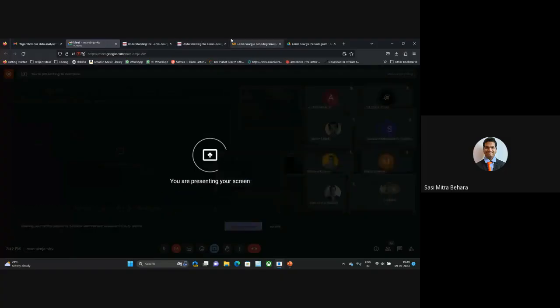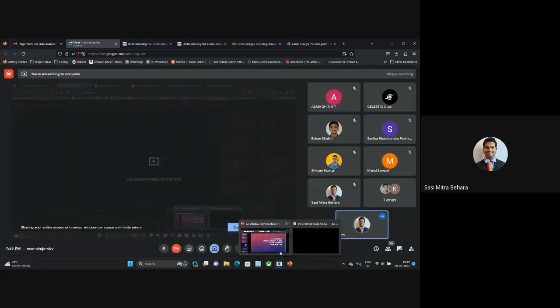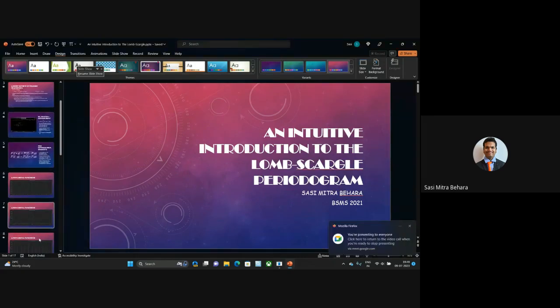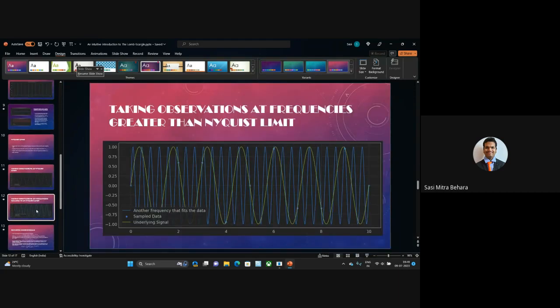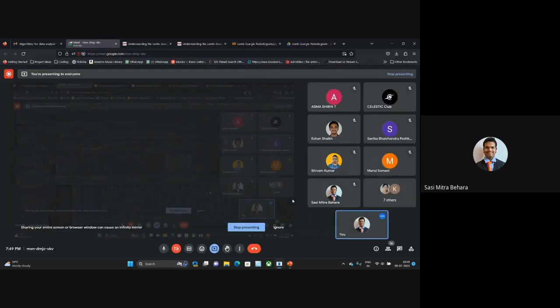The Nyquist limit is best understood for evenly sampled data. There's a very confusing discussion for unevenly sampled data. But basically, the simplest way I can show why to worry about it is here. I have multiple frequencies beyond the Nyquist limit that fit the same data. That is one way to see why to worry about it.